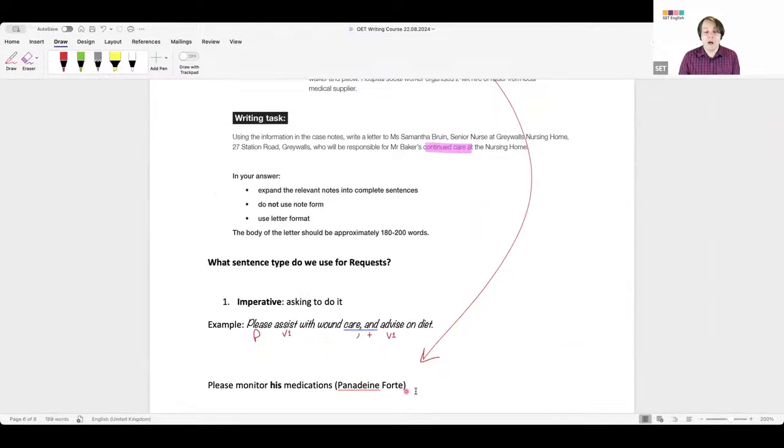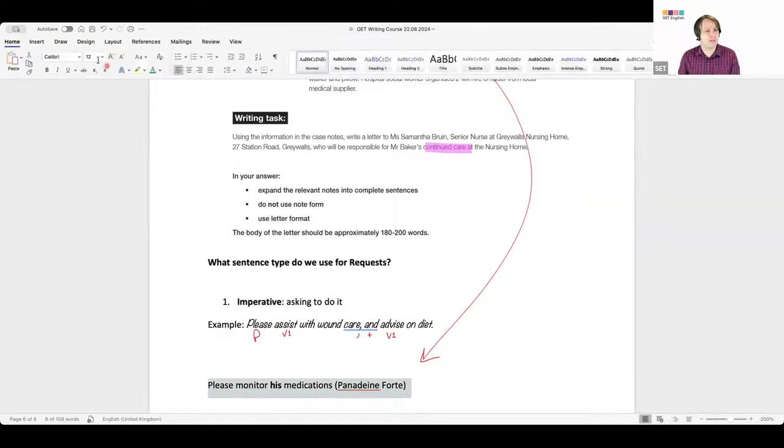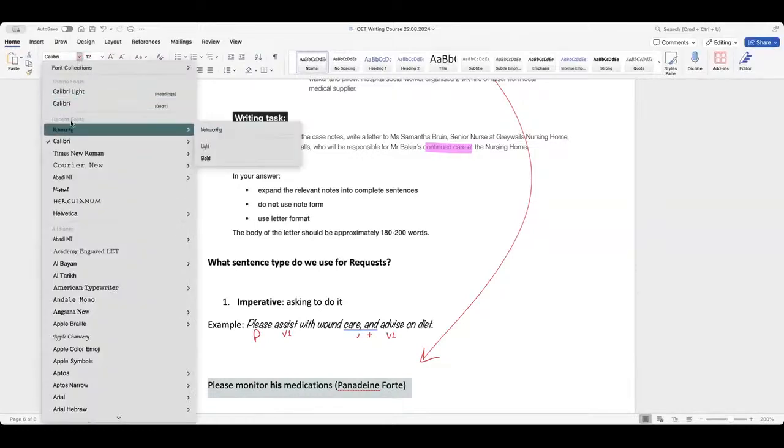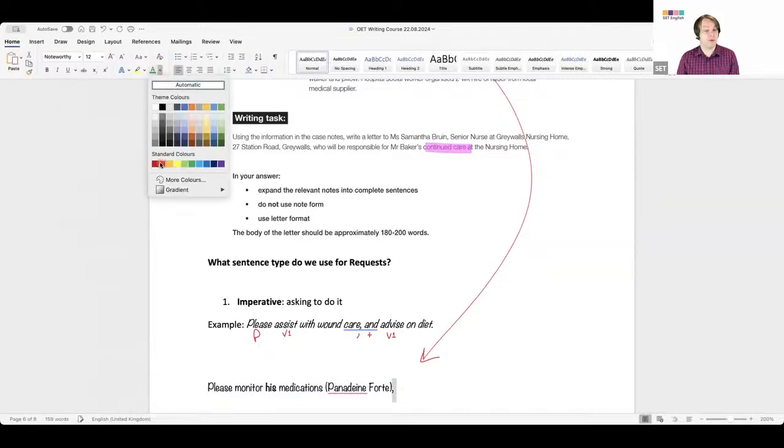Okay. So let me take Ghoul, please. Sorry, I didn't see that you're here, Ghoul. And Sonia. Yes. So in your exam: please monitor his medications. What's next? Change this to a comma. Yeah, it's a comma. Don't forget the comma, guys. You need this comma. Very important.